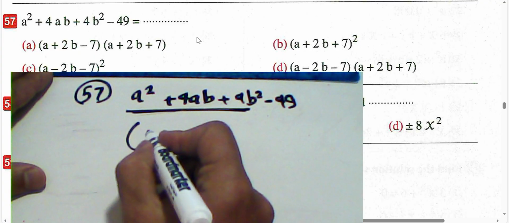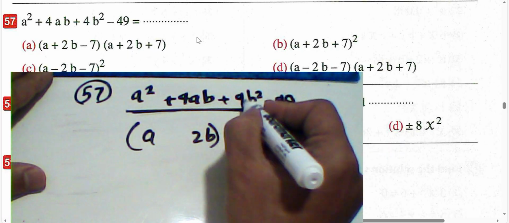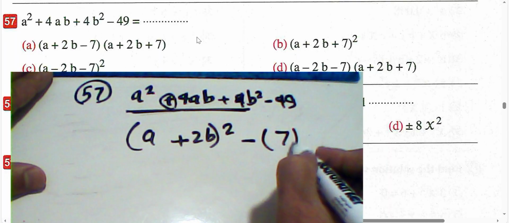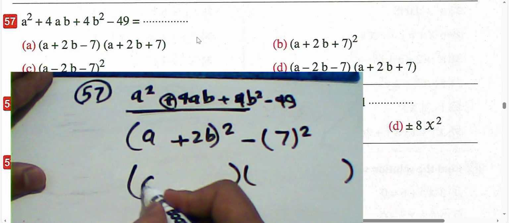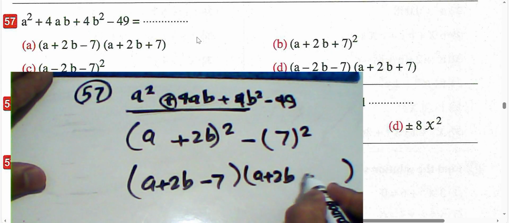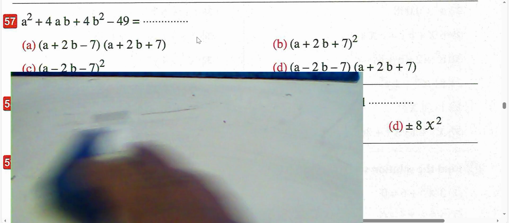You can write the square root of the first and the third. The square root of the third is 2b, so (a + 2b)², keep the sign of the middle, and 49 is 7². Then factorize the expression: (a + 2b − 7)(a + 2b + 7). Okay, this is the answer to this question.